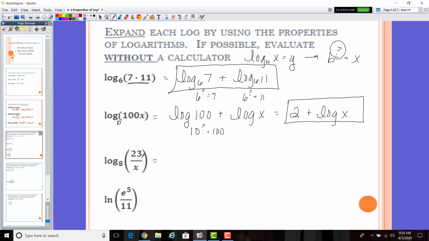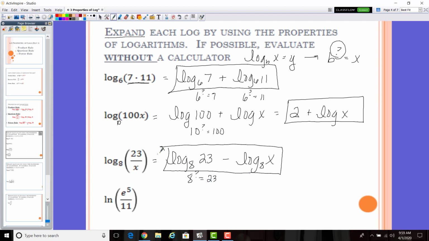Example 3, we have log base 8 of 23 over x. This is a quotient. So I will separate a log base 8 of my numerator minus, because of the quotient rule, a log base 8 of my denominator. This is an x, so we are not going to be able to simplify that without a calculator because we don't know what x is. But if 8 to some power gives us 23, we could simplify that. But there is no power of 8 that gives us 23, so this is our simplified answer.